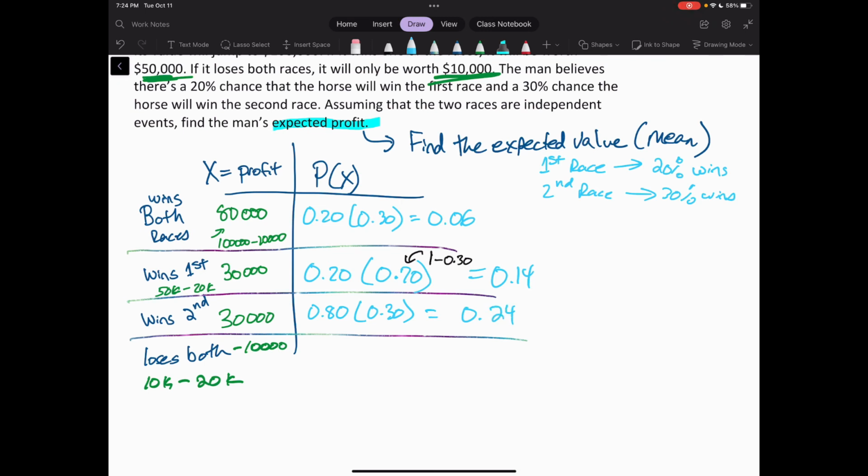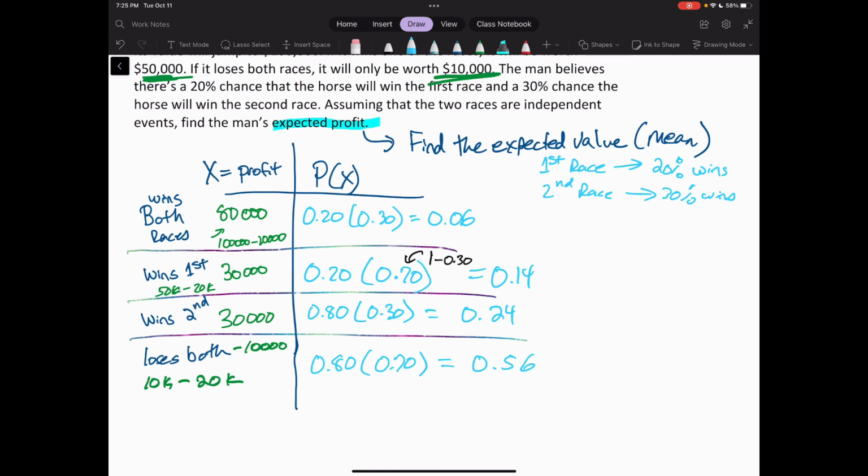And then lastly, he needs to lose both races in order for us to have a profit of a negative $10,000. Well, how does that happen? He has to lose both races. So if there's a 20% chance that he wins the first race, there's an 80% chance that he loses the first race. If there's a 30% chance that he wins the second race, there's a 70% chance that he loses the second race. And if I take 0.80 times 0.70, we should get 56%.